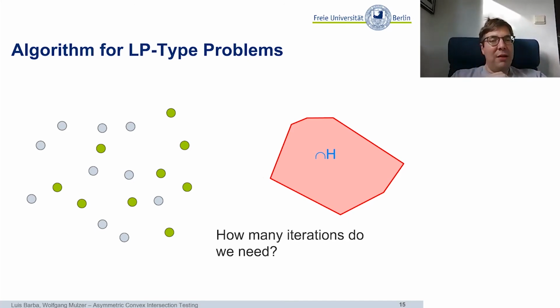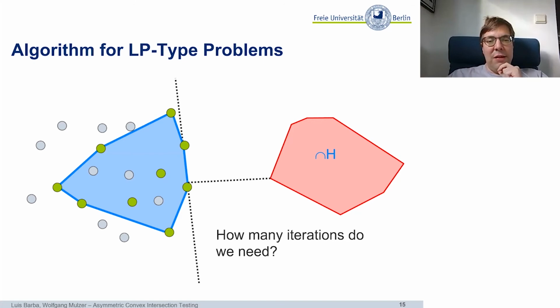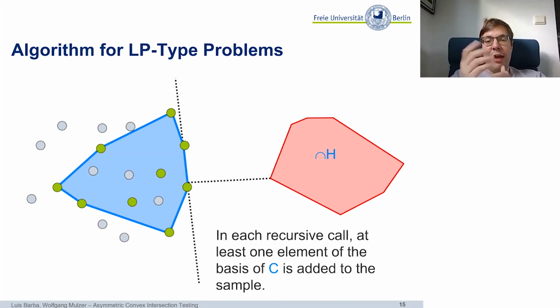And then the question is, how many iterations do we need? So we just repeat. First we take a sample, we recurse, we find the violating set, we add the violating set, we again recurse, we find a new violating set, we add the violating set, we repeat. The question is, how often do we have to do this? And the answer is that every time we do this, we will find at least one element of the basis of the whole set of constraints. So at least one of those elements that I add from the violated set will be an element of the basis. It will be a point that spans the true facet that separates C from H.